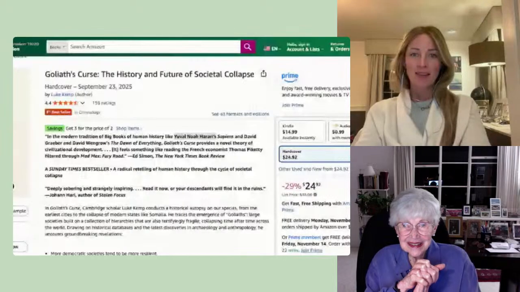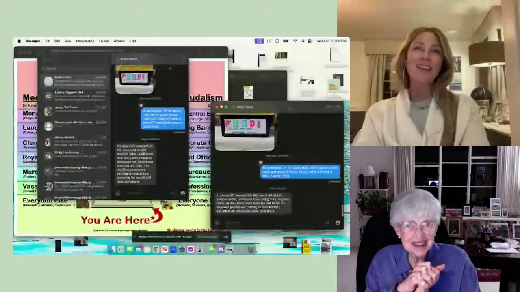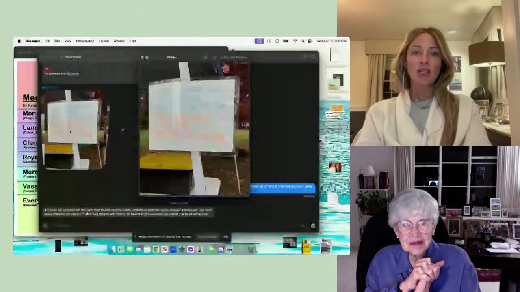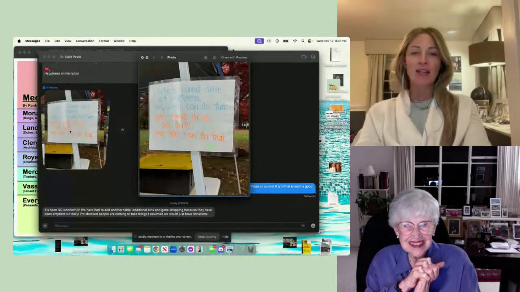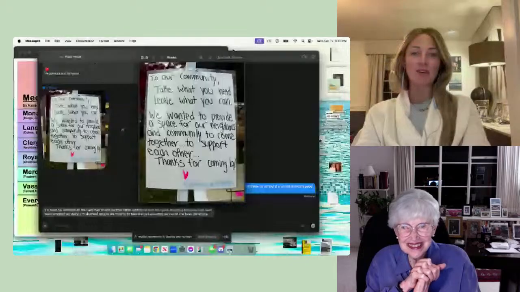Okay. So I just got a text message from another mom in one of our kids' classes, and she's set out bins of food on her corner. It says: darkness cannot drive out darkness, only light can do that. Hate cannot drive out hate, only love can do that. To our community, take what you need, leave what you can. We wanted to provide a space for our neighbors and community to come together to support each other. Thanks for coming.